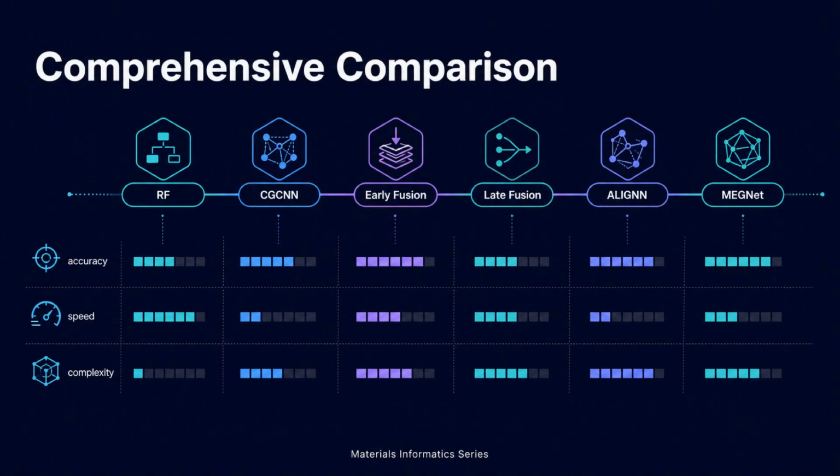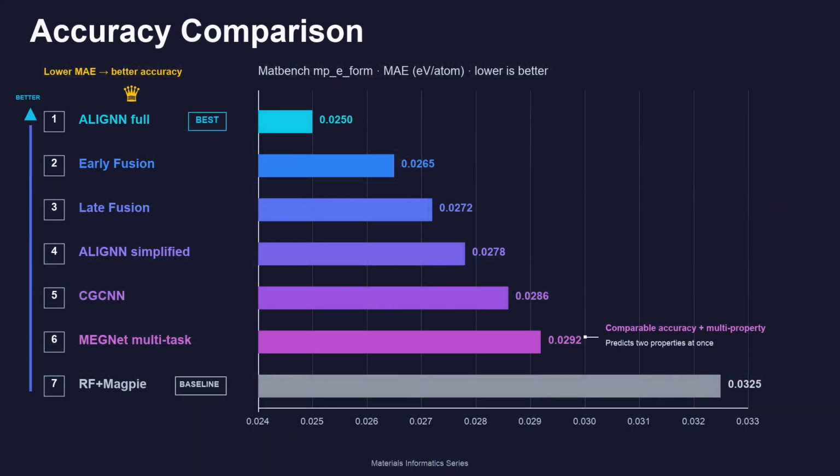Let's now comprehensively compare all the hybrid methods we've explored. The comprehensive comparison on MapBench formation energy shows clear patterns. Random forest magpie achieves the baseline performance. CGCNN achieves better results. The simplified ALIGNN improves a little on CGCNN, late fusion improves a little further, and early fusion further still. Full ALIGNN achieves the best results of all. MegNet multitask achieves performance comparable to CGCNN while providing multi-property prediction capability.